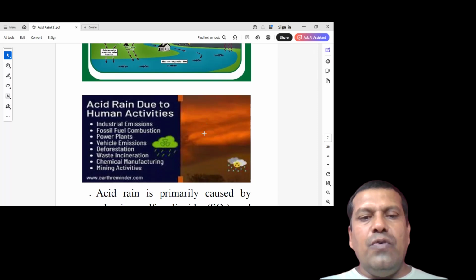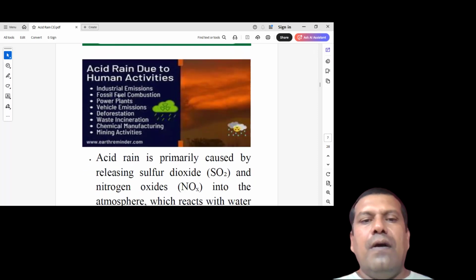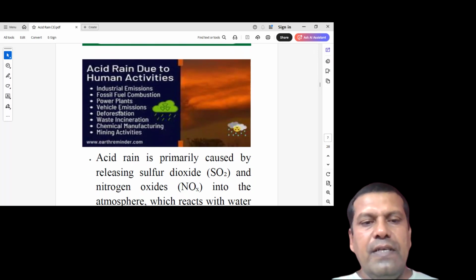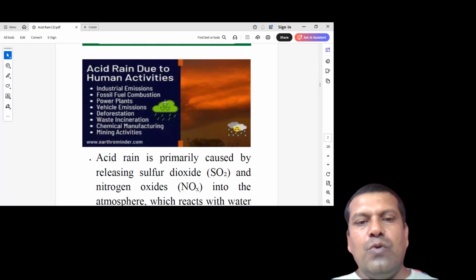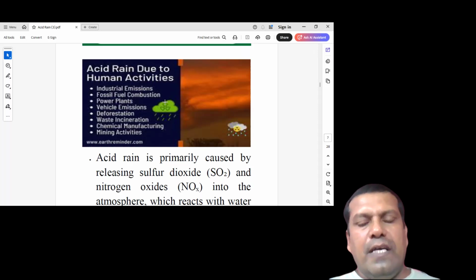So, acid rain due to human activities. Already we discussed industrial emissions taking place for the generation of electricity, where we are burning fossil fuels. So, fossil fuel combustion, power plants. In thermal power plants, we make use of the fossil fuel coal for the generation of electricity. Similarly, vehicular emissions from automobiles like two-wheelers, three-wheelers, four-wheelers, etc., for transporting goods and people.